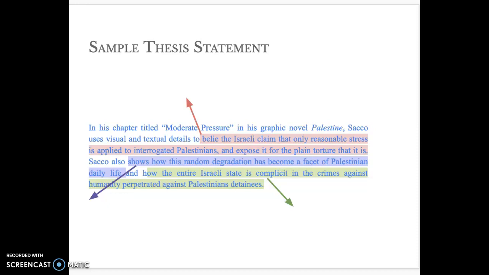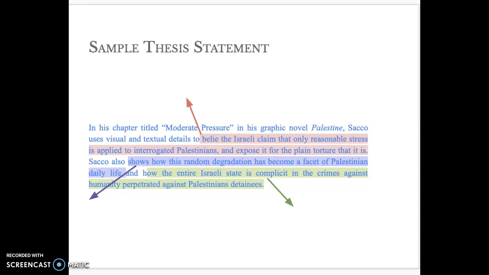The next part, how the random degradation has become a facet of Palestinian daily life, becomes the second section, okay? So a lot of the details that will be in this section will be on randomness, evidence that this is random, and evidence that this is mundane. It happens every single day, right?